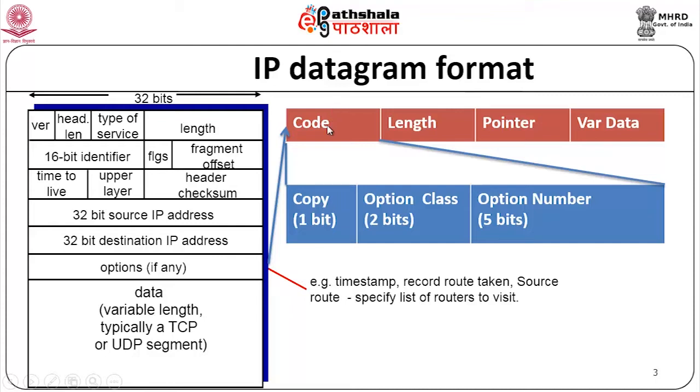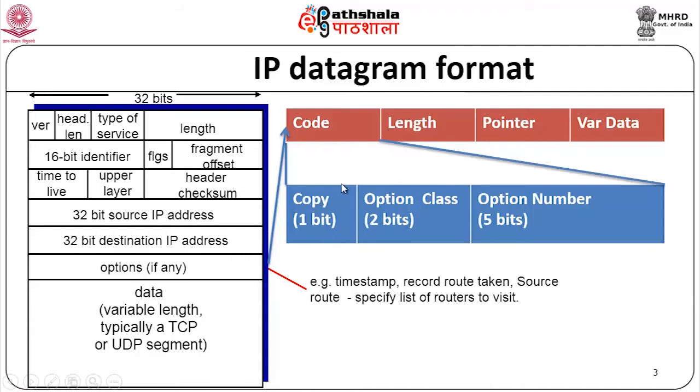That is, if and when this IP packet is fragmented, should this options field also be copied into all the fragments, or can we leave out this options field? That information is specified by this copy bit. If the copy bit is set to 1, it indicates that you have to copy it into all the fragments, otherwise it could be left as such. So, that is the purpose of this copy bit that we have here.